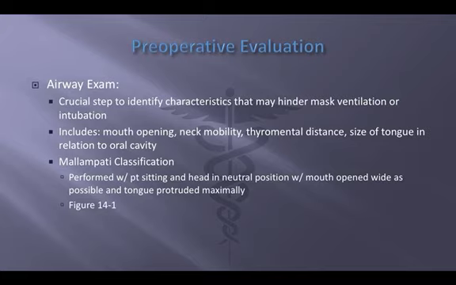where the pharyngeal structures are visible. If you can visualize the soft palate, the fauces, the uvula, the anterior and posterior pillars, that'll be class 1. Class 2 is going to be visualization of the soft palate, the fauces, and just the uvula. Class 3 is visualization of the soft palate and the base of the uvula. Class 4 is visualization of just the soft palate, and you can't see the uvula at all. Or, excuse me, the soft palate will not be visible at all either.